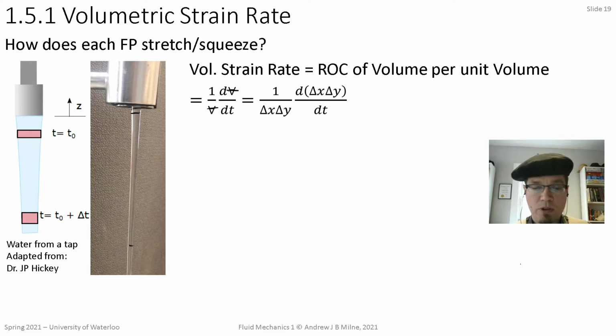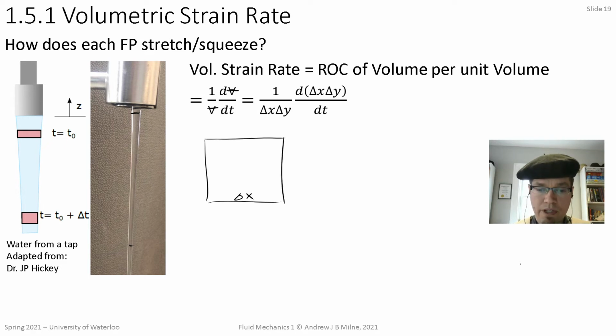If we think about a simple square element, which is some delta x by delta y in dimension, then that small volume element, thinking in just 2D, has volume delta x by delta y, and the rate of change of volume with respect to time would therefore be d(delta x delta y)/dt.